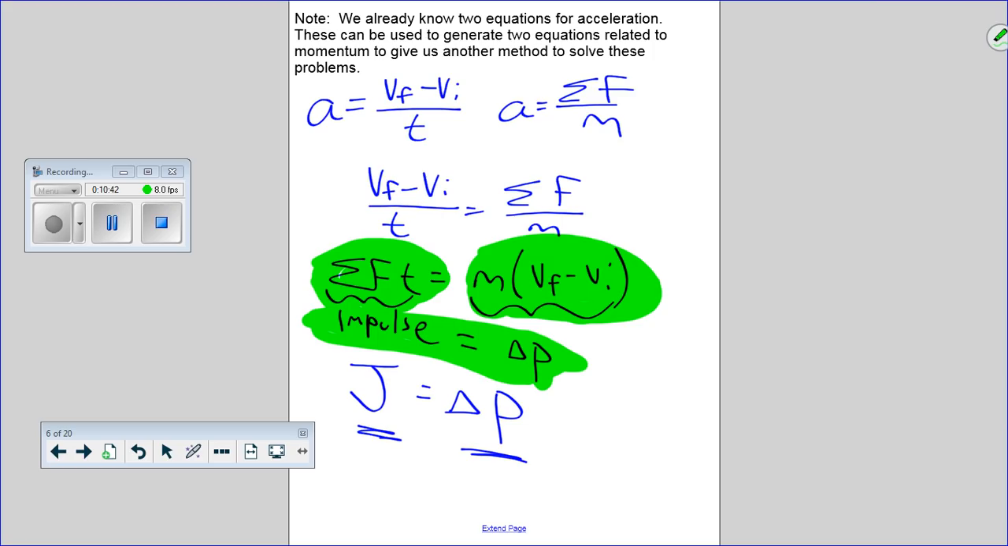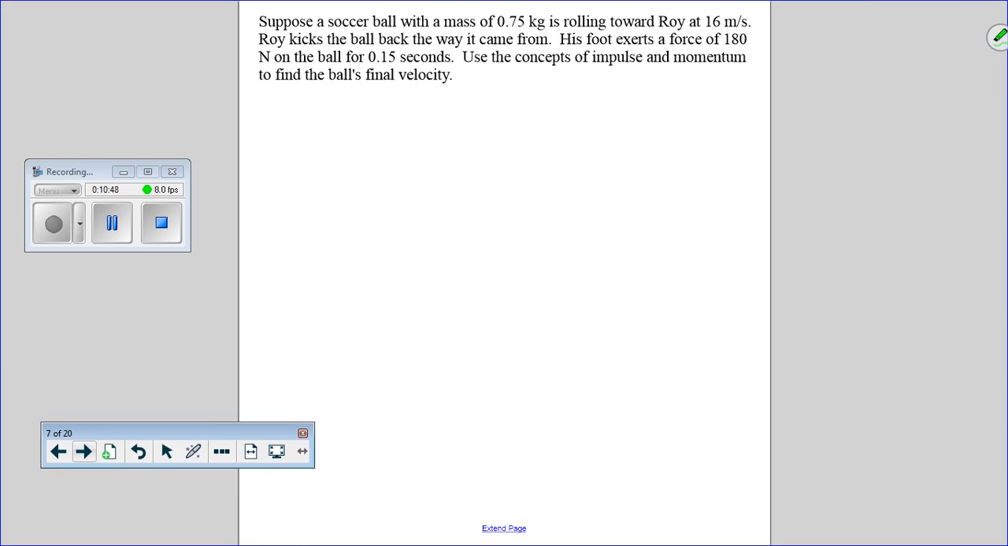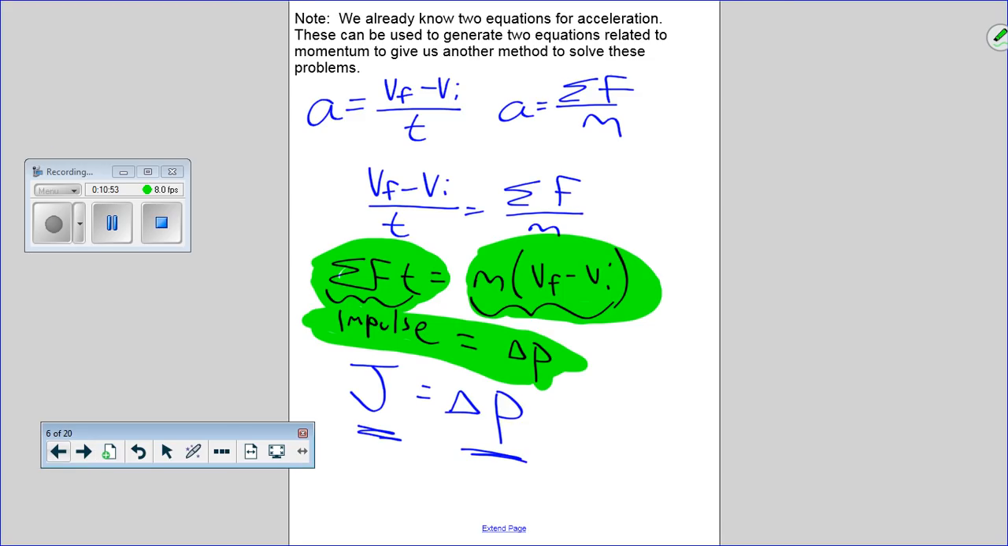So impulse and change in momentum are the same thing. Whenever you hear the word impulse, you should think, oh, that just means change in momentum, and then move on. All right? So let's see if we can use this new equation to solve that problem again. I just came up with this equation: net force times time equals mass times change in velocity.